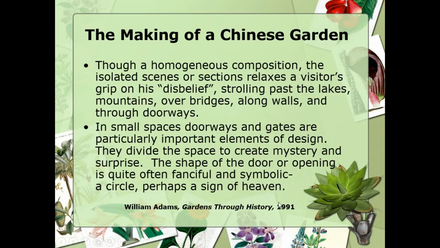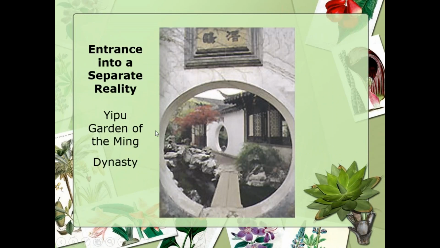So even in the Chinese gardens we see the focus on the circle. We saw how important the circle was to our prehistoric or early precedent people, with similar relationships to heaven or religious connotations. Cosmic. Entrance into a separate reality. Yipu Garden of Ming Dynasty. Isn't that neat, just the visual separation of the circle that's cut throughout the different portions of the walls, lending itself to draw your eye in and through.